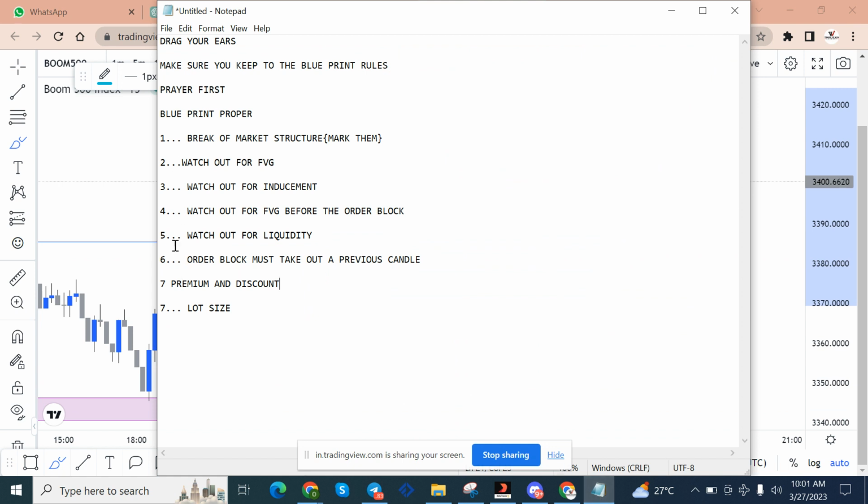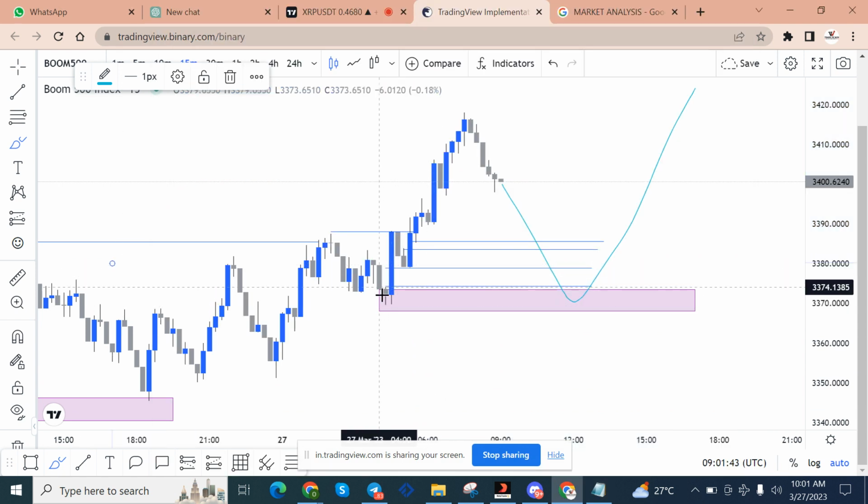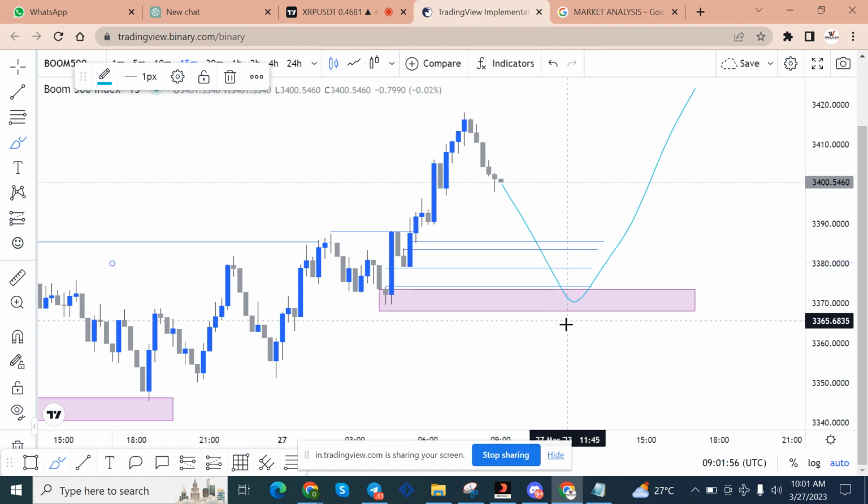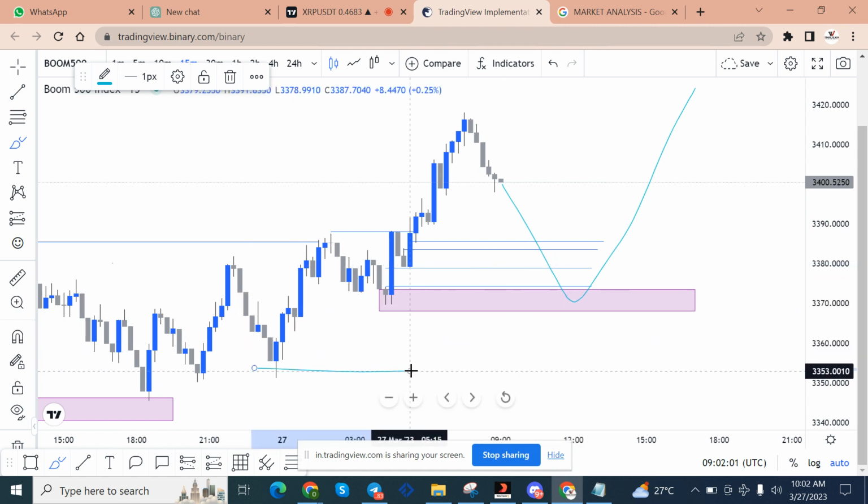But now this would have been a perfect 7/7 if this particular order block was swept by this engulfing candle. But in this case, unfortunately, it was not swept. However, I'm still going to be taking entry here, but with minimal risk.